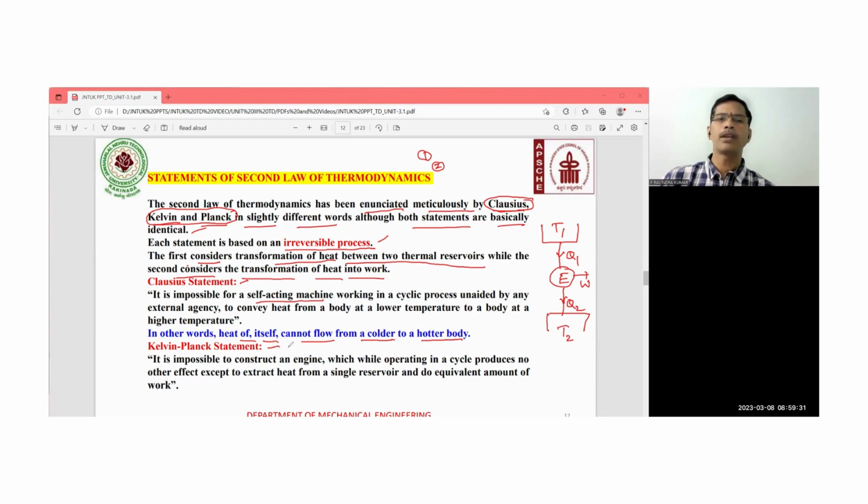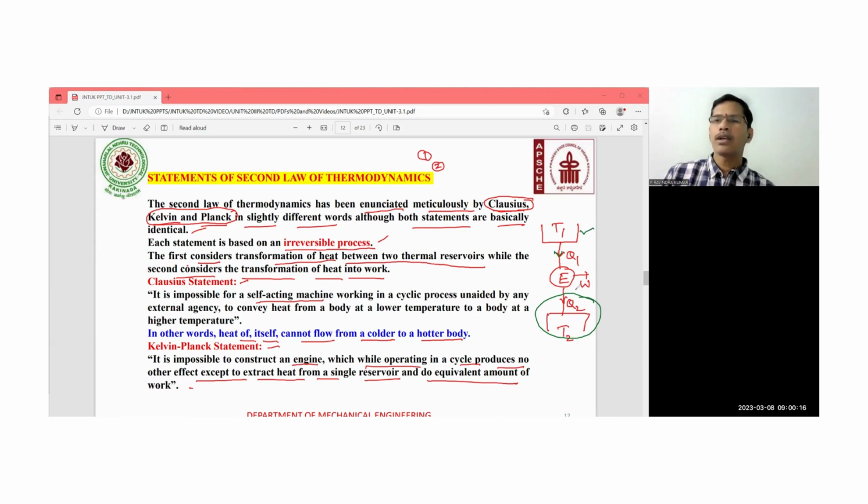What is the Kelvin-Planck statement? It is impossible to construct a device or engine which, while operating in a cycle, produces no effect other than extracting heat from a single reservoir and doing an equivalent amount of work. That means it is impossible for a machine to produce the net work output by exchanging heat with a single reservoir. This is the Kelvin-Planck statement.